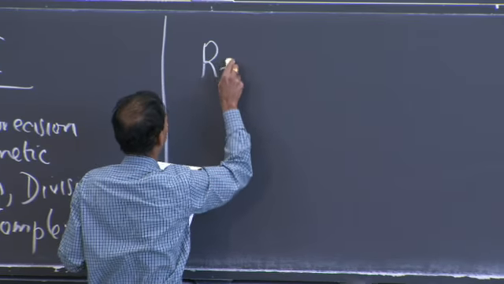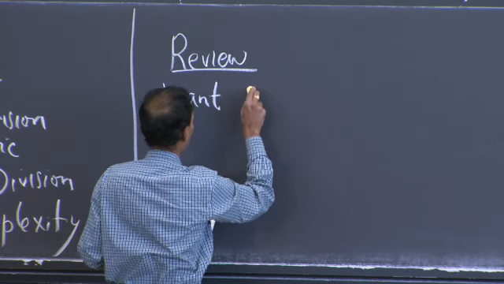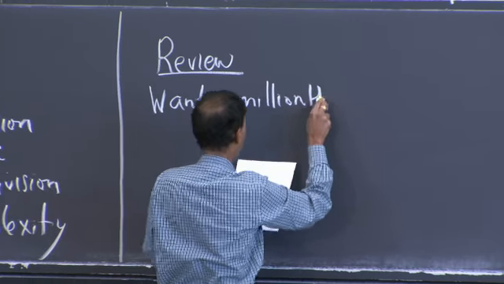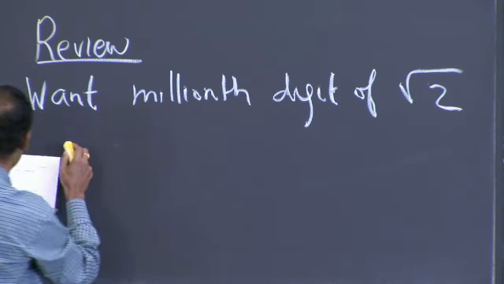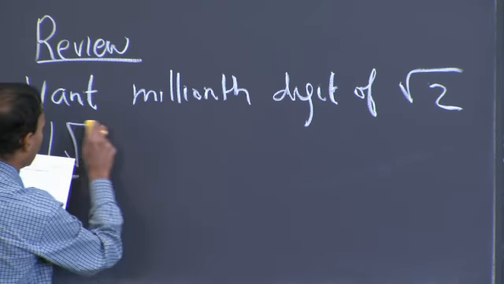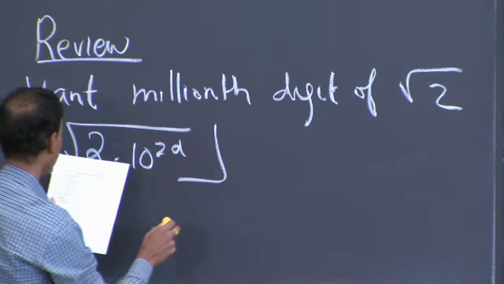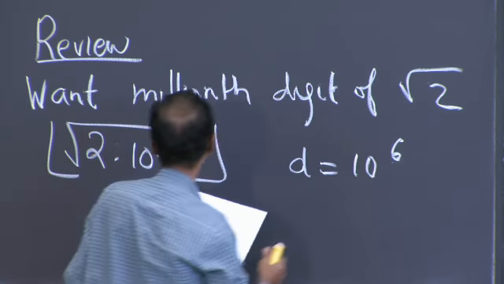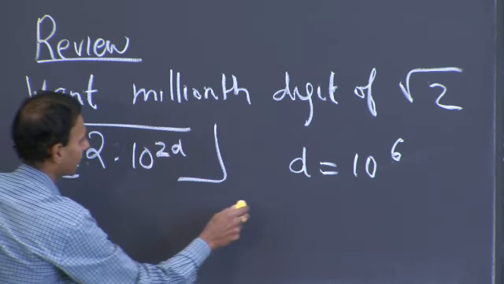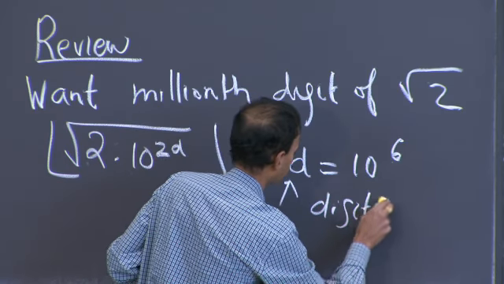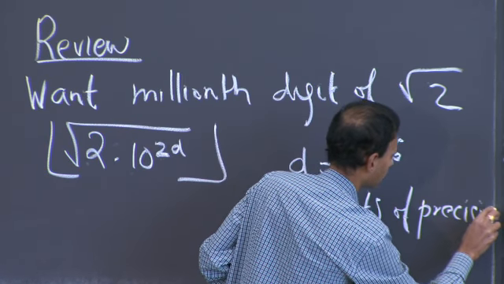So let me start with a review of what we covered last time. We decided that we wanted the millionth digit of square root of 2. And the way we're going to do this is by working with integers and computing the floor, since we need it to be an integer, of square root of 2 times 10 raised to 2d, where d is the number of digits of precision.